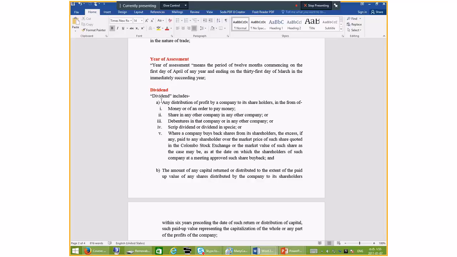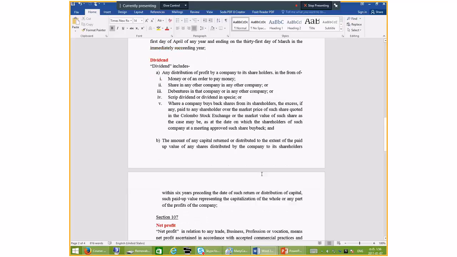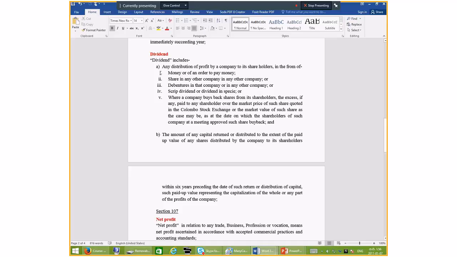Now dividend includes, among other things, any distribution of profit by a company to its shareholders in the form of money or an order to pay money, shares in that company or any other company, or debentures in that company or any other company. Distribution of dividend also includes, especially where a company buys back shares from its shareholders, the excess, if any, paid over the market price of such share quoted on the Colombo Stock Exchange or the market value of such share, as the case may be, at the date on which the shareholders of such company at the meeting approved such share buyback, and the amount of any capital return or distribution to the extent of the paid up value of the shares distributed by the company to its shareholders. Likewise, the word dividend has been defined.